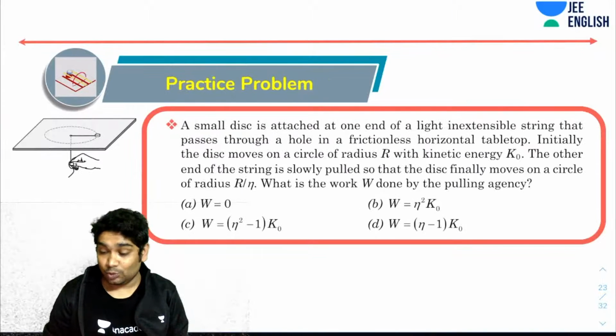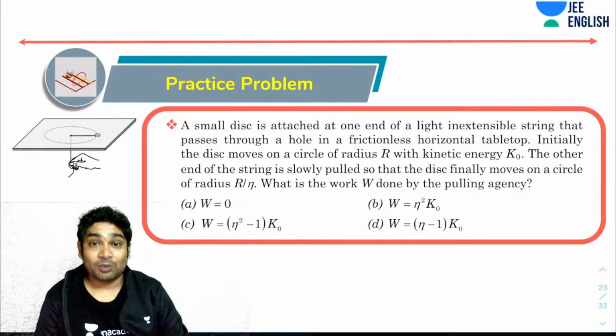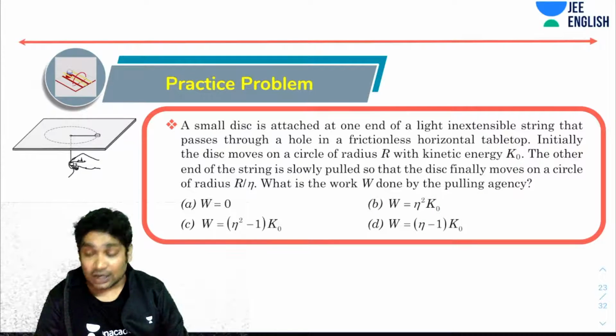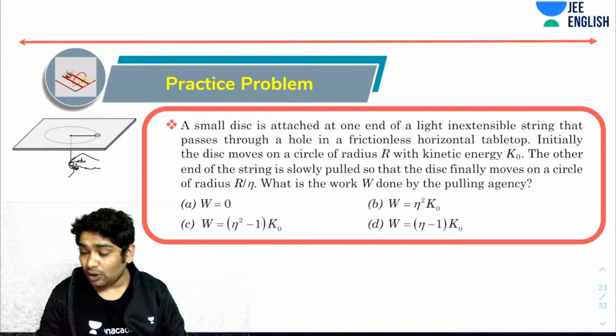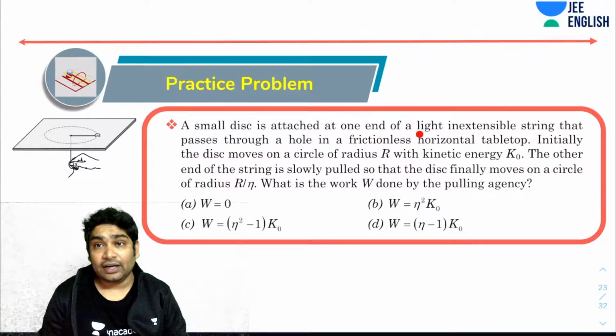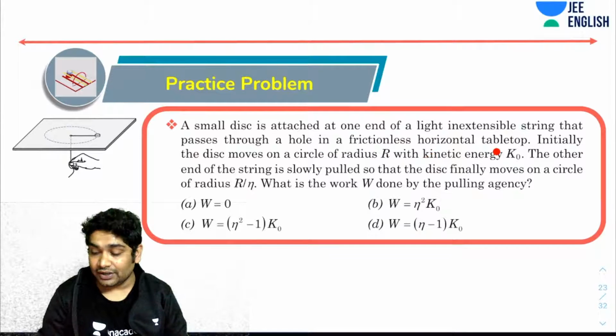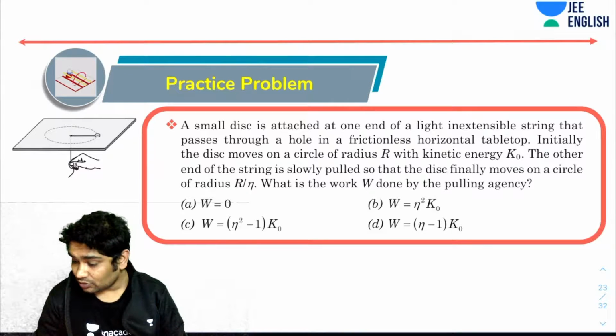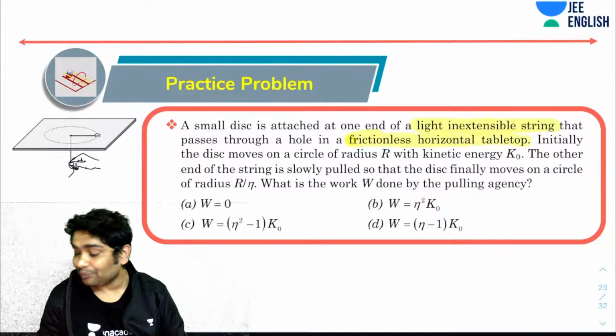Okay. Moving ahead. This is another very interesting problem. This says a small disk is attached to one end of a light inextensible string that passes through a hole in a frictionless horizontal tabletop. So here you can see this is a disk. It has a thread passing through this, and this is frictionless. So let's highlight that word. So light inextensible string, first of all, and we have a frictionless horizontal tabletop.